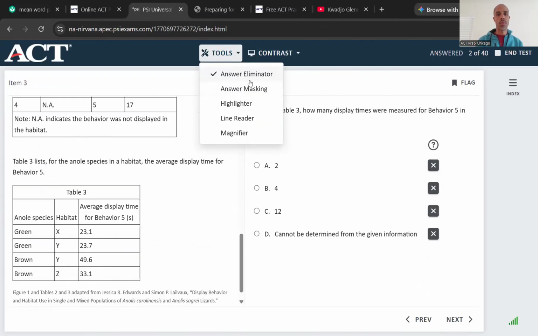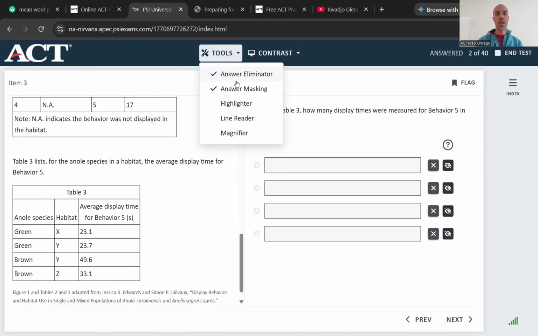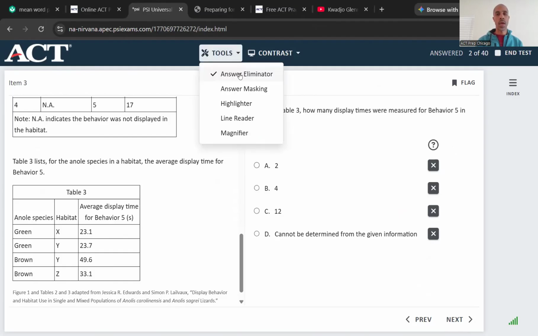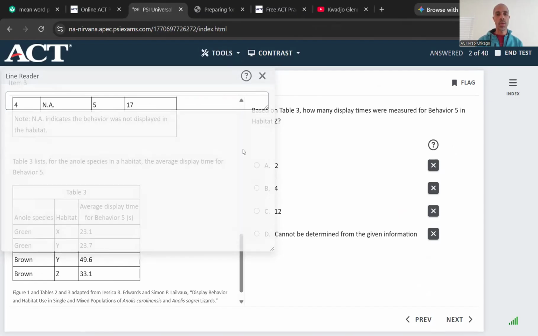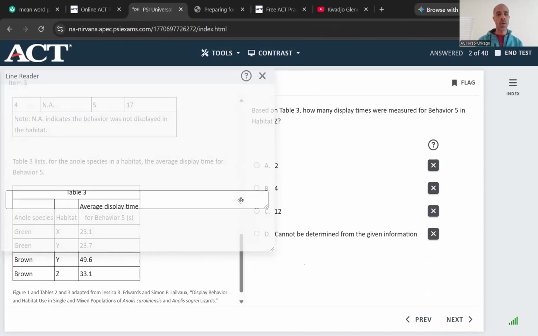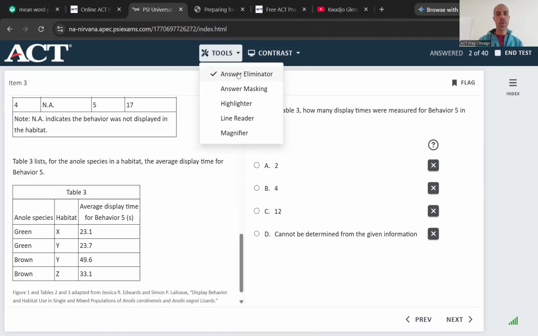Answer masking. What is that? Oh, so you could cover up all your answers and then just display them as you want. Why would I want to do that? I guess that way you could go find the right answer and won't be distracted by the wrong ones. That's probably what they're doing. But no, I want to see my answers. No thanks. Line reader. Oh, okay, so you could zero in on certain things and focus on those. It increases your focus. No, we don't want the line reader.